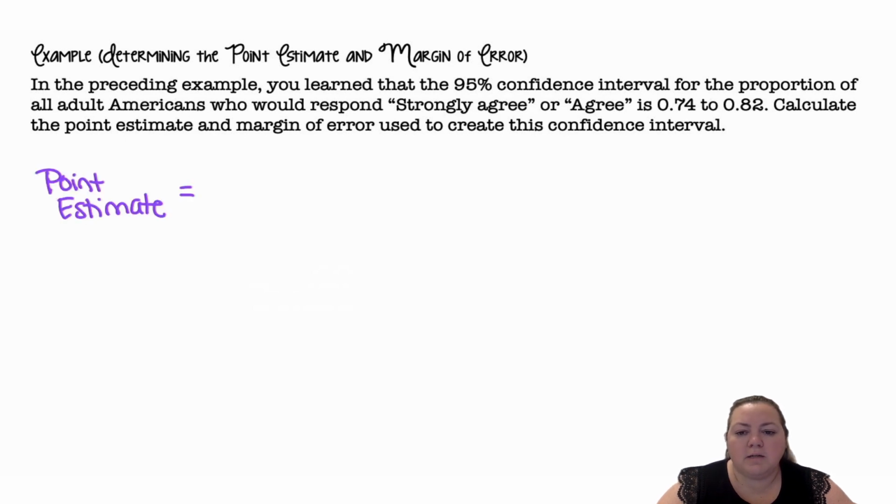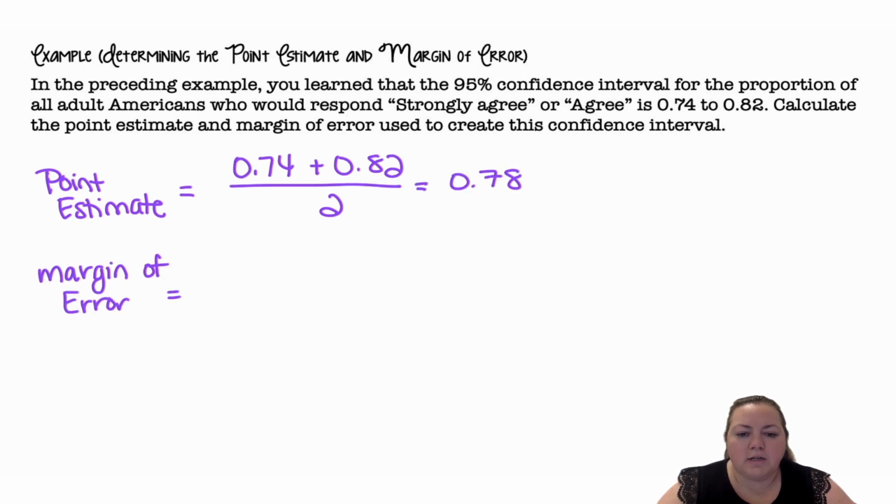So for my point estimate, I would take those two pieces of my interval, add them together, and divide by 2 to figure out the number in the middle. So 0.78. And then my margin of error is that distance. So I'm going to take the bigger one, 0.82, and subtract the point estimate that I just calculated to see how far it had to go. So it was 0.04 margin of error.